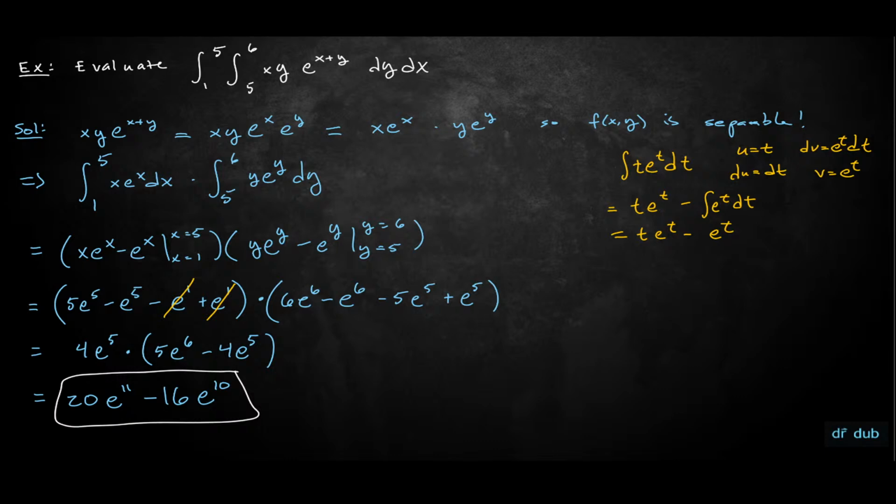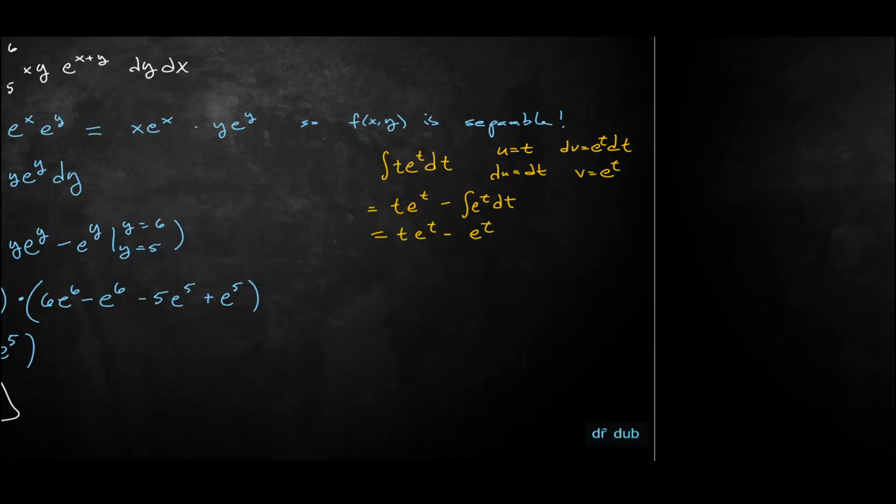Got two more examples here. I think we'll do both of them. They're a little bit trickier though. I mean, not too bad. But let's run through them. So this is just going to be a couple of other examples. May or may not actually be separable. They're just a little bit harder.